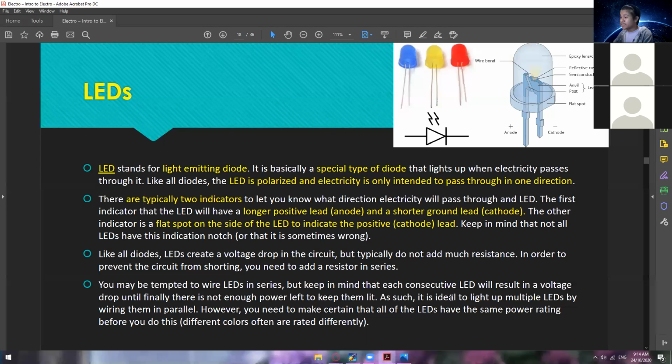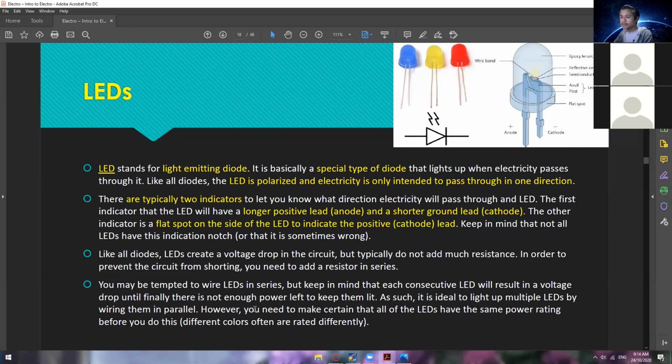So it is ideal to light up multiple LEDs by wiring them in parallel. If you have a lot of LEDs, it is always advisable to have them connected in parallel so that they have even electricity, or even current.